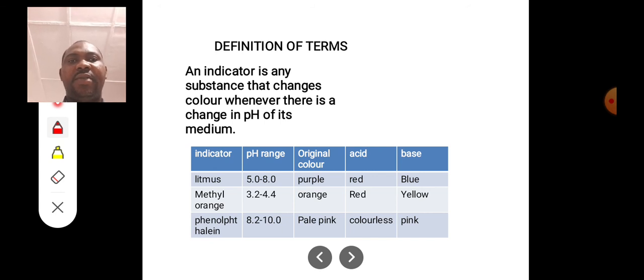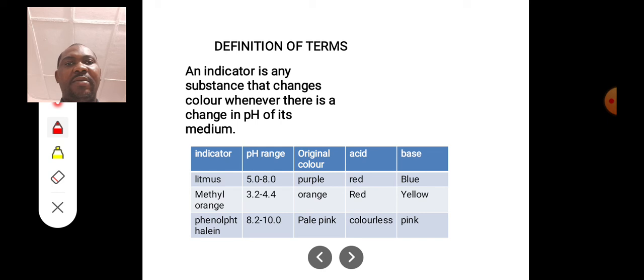So let's quickly run that through. The pH range for litmus is between 5.0 to 8.0. The pH range for methyl orange is between 3.2 to 4.4. The pH range for phenolphthalein is between 8.2 to 10.0. For the original colors, or you can use the word color in a neutral medium, litmus is purple, methyl orange is orange, phenolphthalein is pale pink.